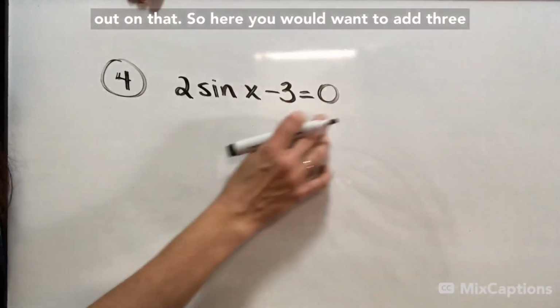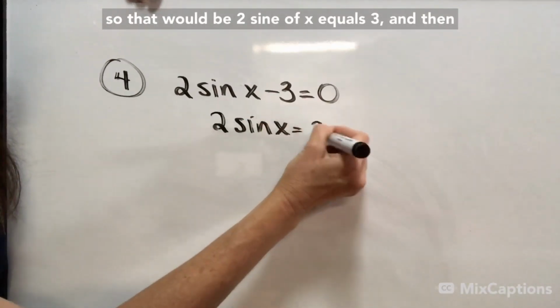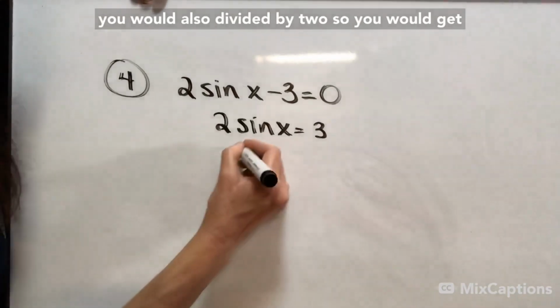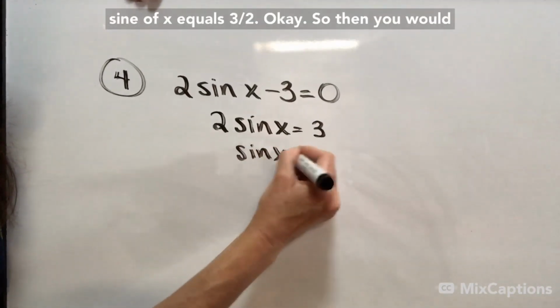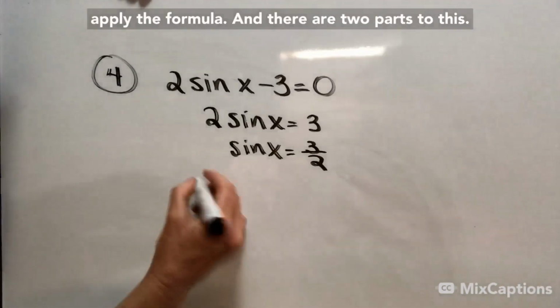So here you would want to add 3. So that would be 2 sine of x equals 3. And then you would also divide by 2. So you would get sine of x equals 3/2. Okay, so then you would apply the formula.